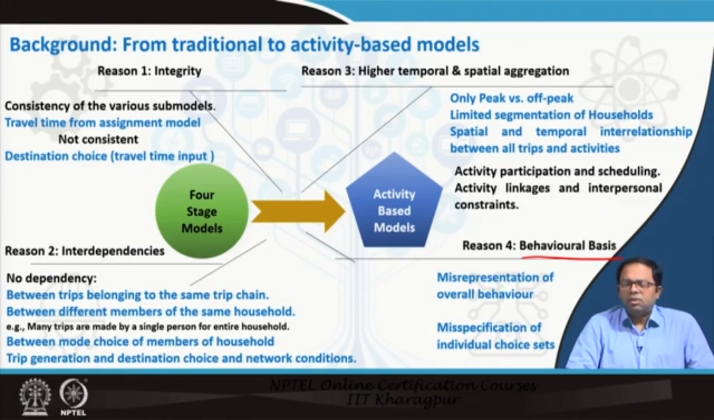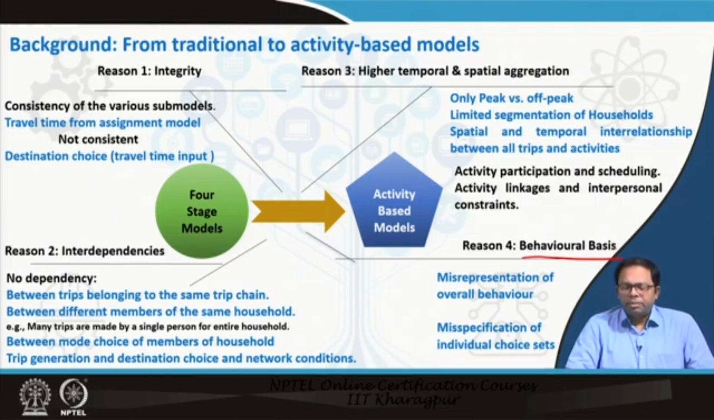Then limited segmentation of households: we had only a few categories of households that could be incorporated in a 4-stage model. Then spatial and temporal interrelationship between all trips and activities. These were certain issues. Then activity participation and scheduling, activity linkages and interpersonal constraints. These are the benefits that the activity-based model gives us. This kind of capability is present in an activity-based model.